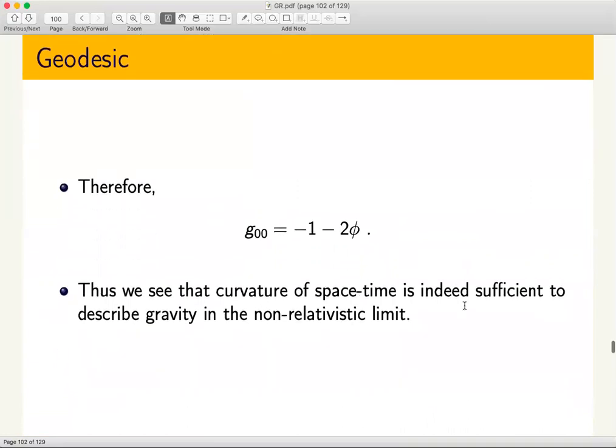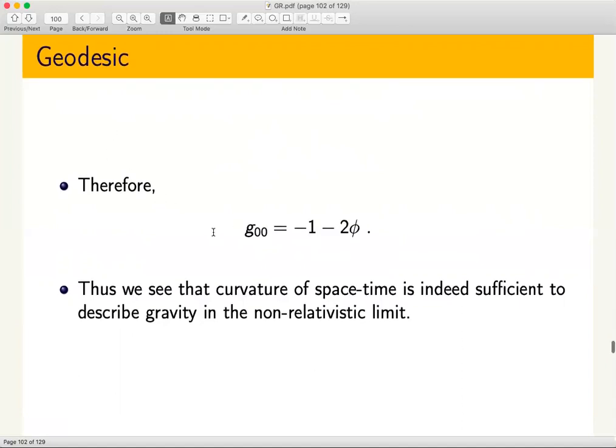So what we have found by doing this is that if you look at the space time which is curved, that is what we meant by doing the expansion around Minkowski space, where the function h mu nu was a function of coordinates, then that description of a curved space time is sufficient to describe gravity in the non-relativistic limit. Okay, so that is the kind of simple conclusion that we have drawn by looking at the geodesic equation.